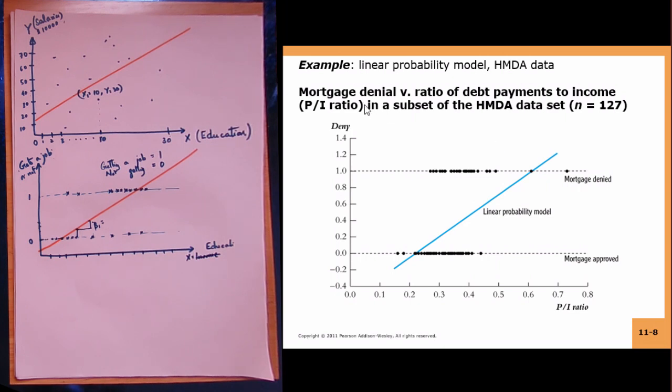So this is the mortgage denial case that we were looking at, that was the example. So in our particular case, we are defining the mortgage being denied as the dependent variable. Hence, when the mortgage is denied, we put y equal to 1, and when the mortgage is approved, we put y equal to 0. And if we fit a linear probability model, and here on the x-axis we take something that is called the payments to income ratio. What is payments to income ratio?